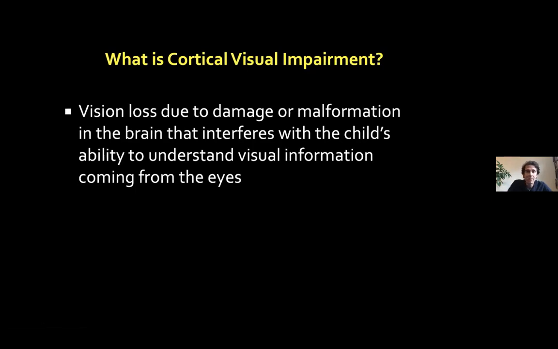So when someone asks, what does a child with cortical visual impairment see? A fair answer would be the same as what anyone sees, because the information comes in through the eyes. It's the processing centers of the brain that are affected. So it's more, what does a child with cortical visual impairment process or understand about what they're seeing, that we should be asking.